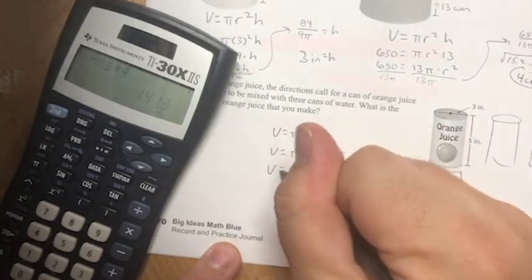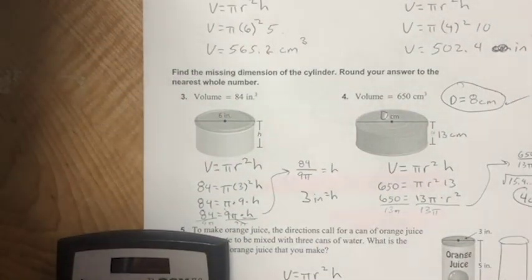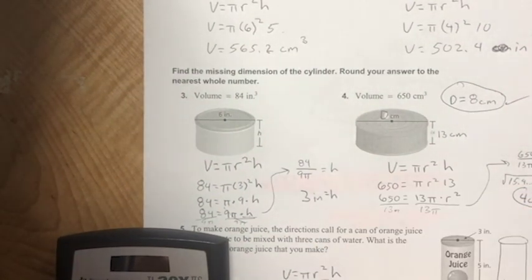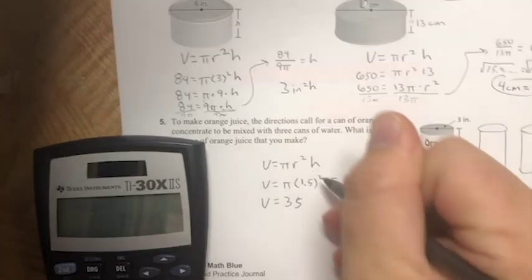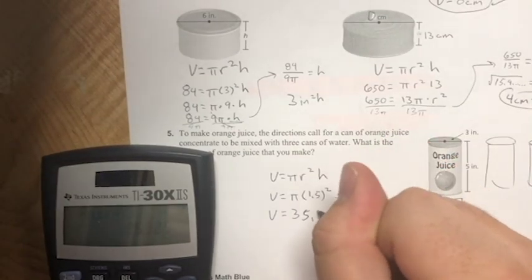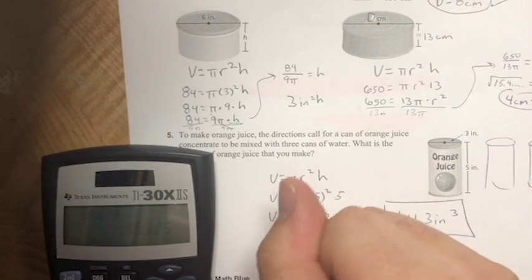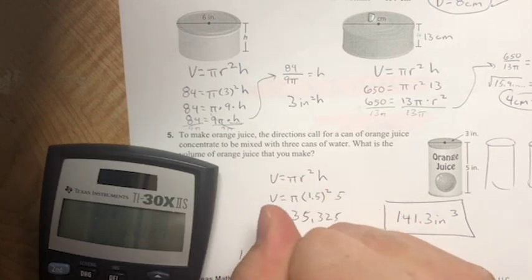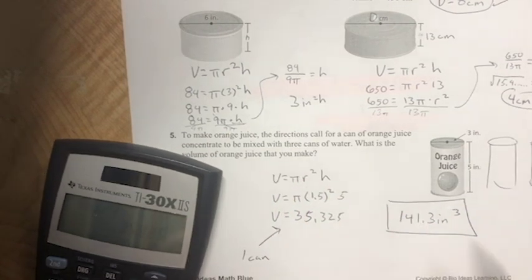Because all I did a while ago was find the one can, which happened to be around 35, sorry, went off the screen, 0.325. That was for one can. All right? But I needed all 4.